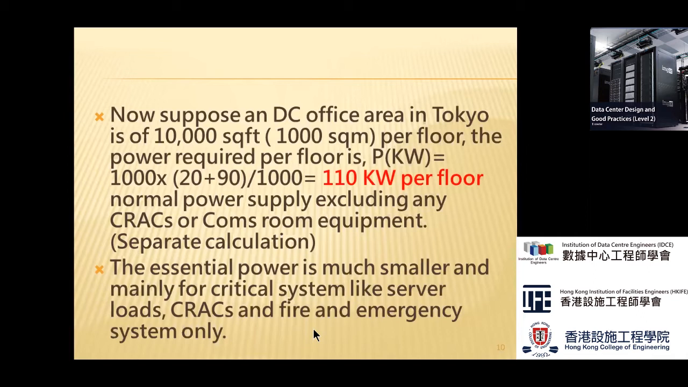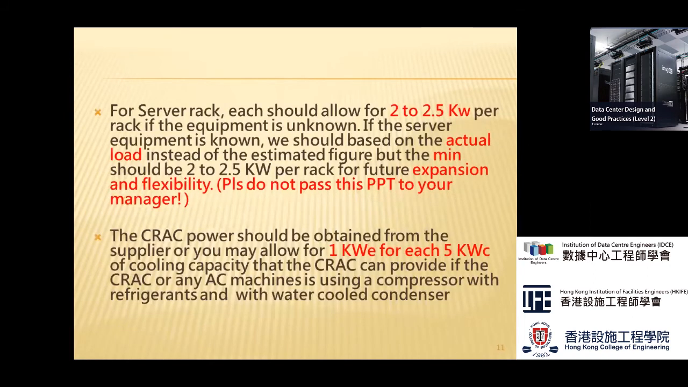So after 15 seconds, when the genset comes in, the essential power will go through all the essential cabling, provide to the IT load, the fire system, the emergency system, and the CRAC unit this time. But the CRAC is not on the UPS. If you don't remember, please go back to our course for data center operation and maintenance, which is a level 1 course.